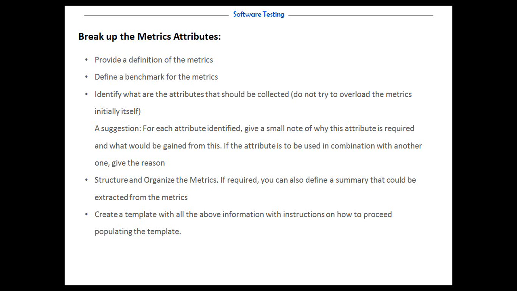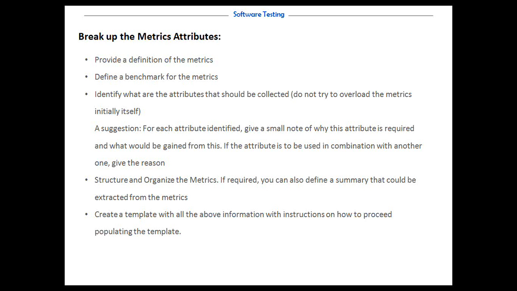Now, when you're trying to define a matrix, it's a good thing to give a small identification or definition for each of the attributes as to why you're capturing this information and what would be gained from it. In certain cases, some of the data being collected might need to be used in combination with other data, in which case it will be good to provide a small definition about how this is actually going to gel together.